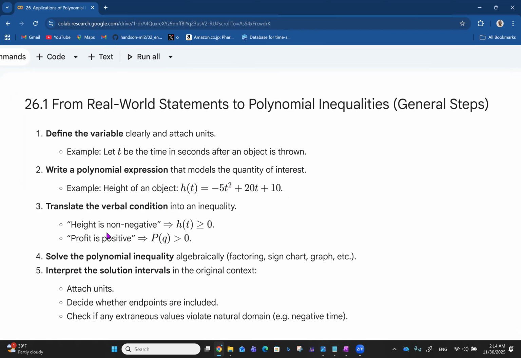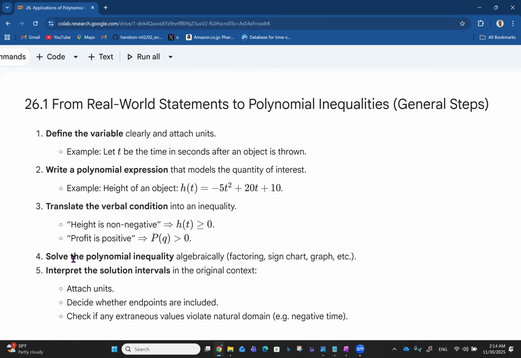For instance, you want a non-negative height. So in this case, you want this polynomial to be greater than or equal to 0 because height should not be negative, right? Height can be 0, like if there's no movement. Then profit is positive, so P of Q is greater than 0. So now you see real life situations leading to inequalities like that.